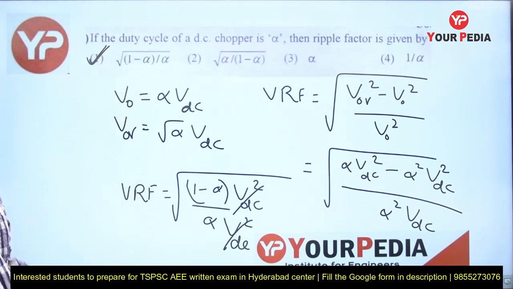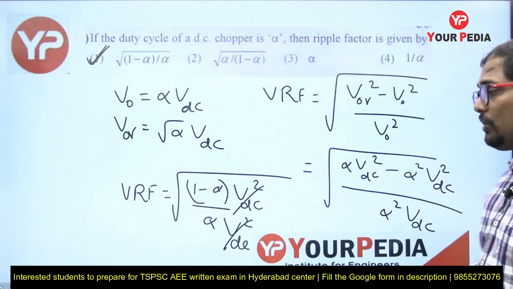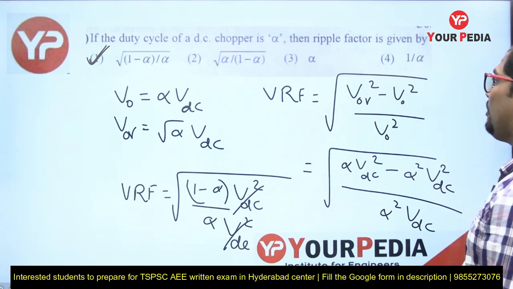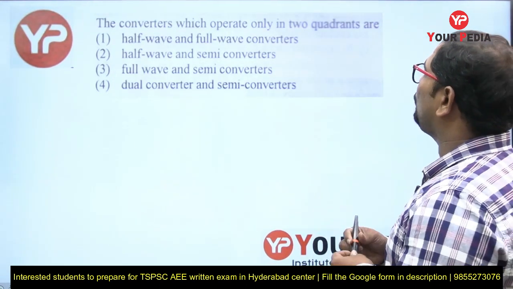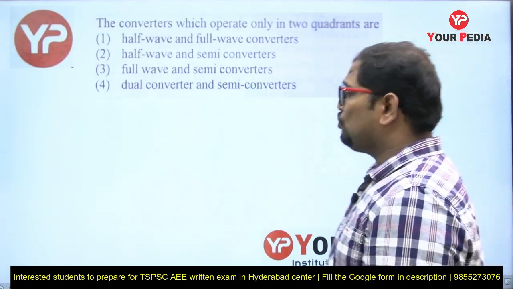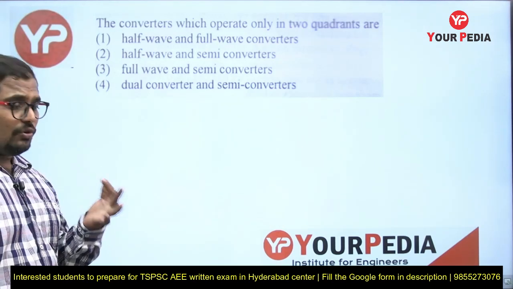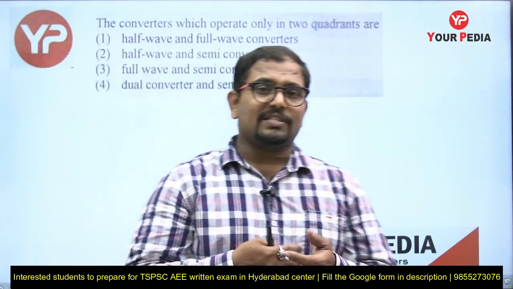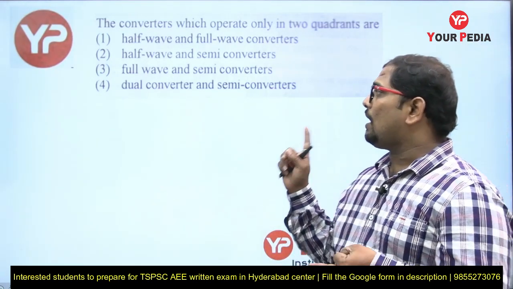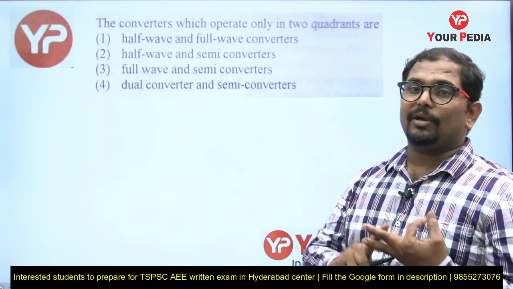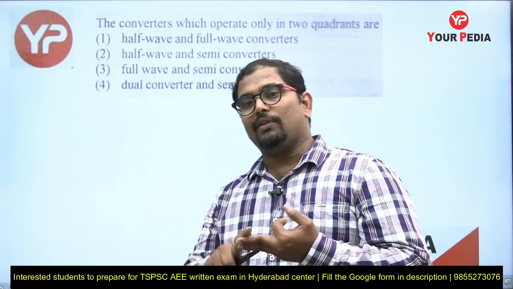So in this way you need to solve the questions based on the given data. Now let's move to the next question. What is the next question he has given? The converters which operate only in two quadrants. Which converters are operating in two quadrants? In the phase control rectifiers discussion, we will prove that the semi-converter or half converter operates only in which one? Only in the first quadrant.